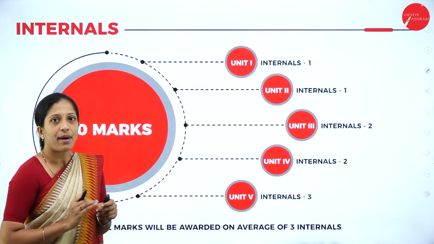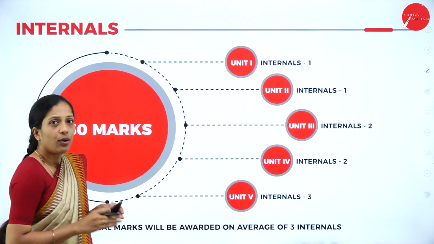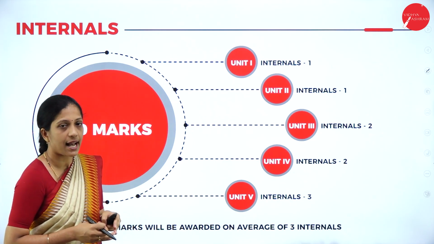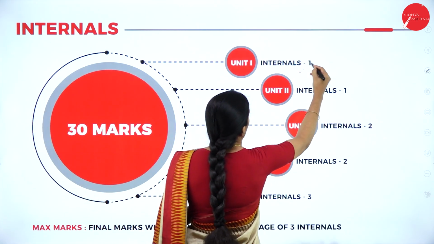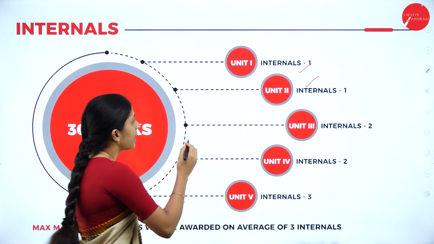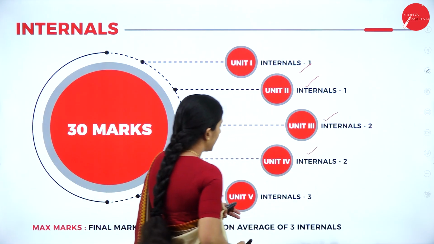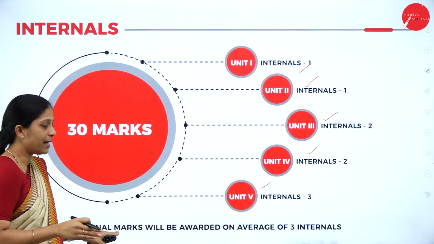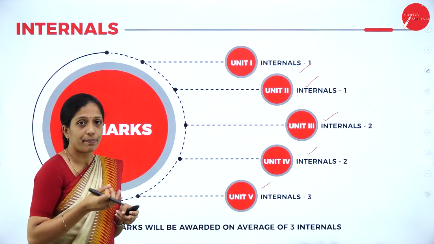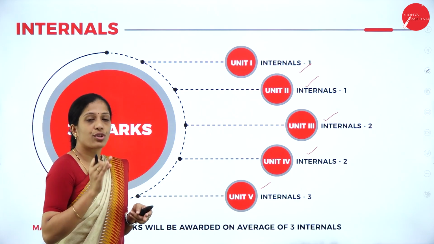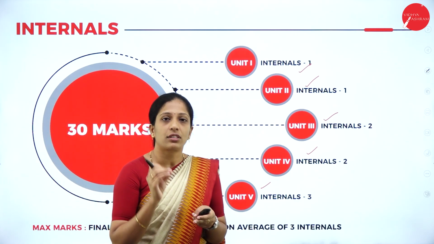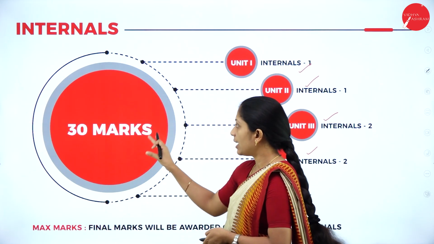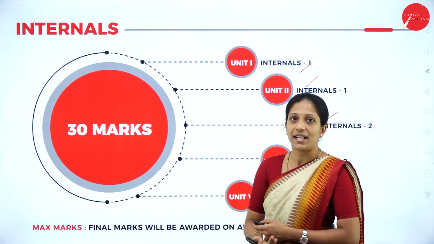Now coming to your 30 marks internal examination, how are we going to conduct it? As per our college, your unit 1 and unit 2 will be your first internals. Next, unit 3 and unit 4 will be your second internals, and unit 5 will be your internals 3. How will the marks be allotted? Final marks will be awarded based on the average of 3 internals. So 3 internals will be conducted, and based on the 3 internal marks, the average will be considered as your internal marks for 30. Hope you are clear about the internal examination pattern.